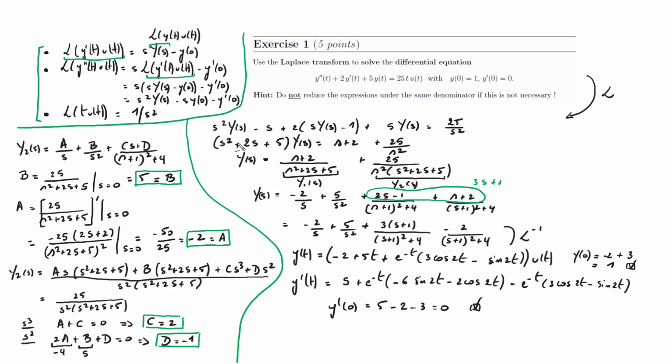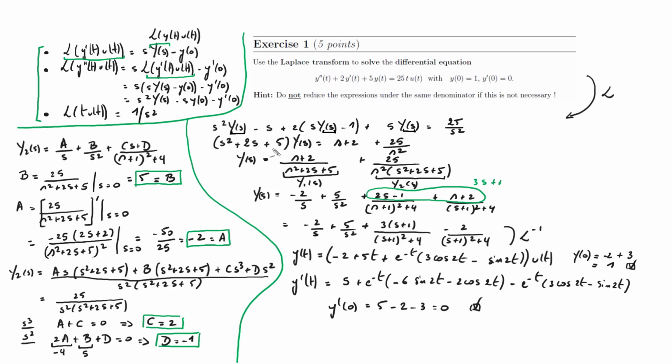What we can then do is collect the terms that are in y of s. You have one here, so this explains the s squared. You have one over here, so this explains the 2s, and you have one over here, right? So this is the 5. And the terms coming from the initial condition, well, we take them on the other side. So we have s, here it is, minus 2, it goes on the other side, so plus 2.